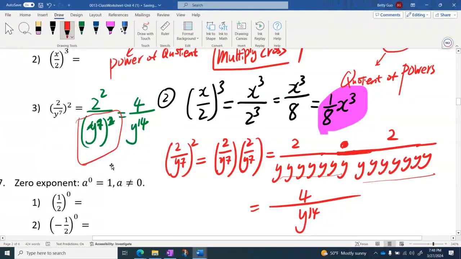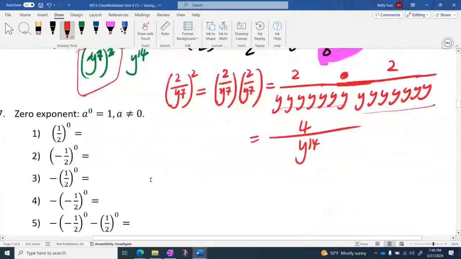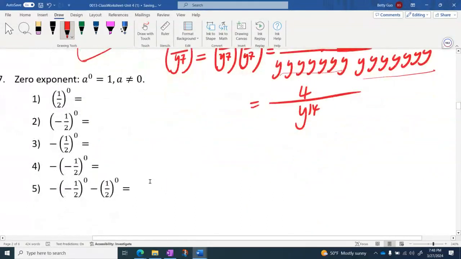All right. So that's today. We're going to stop here because we have more formulas to go and we are running out of time.